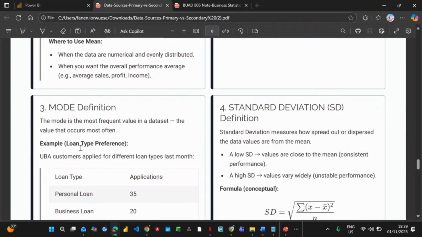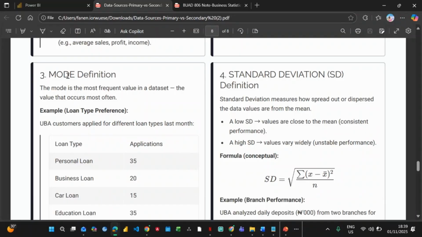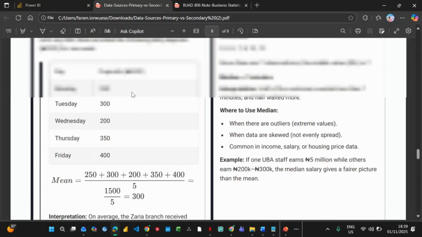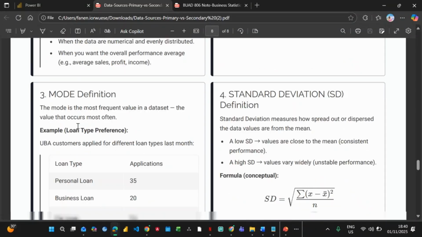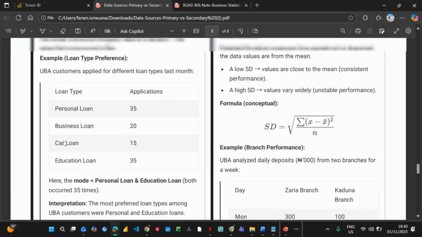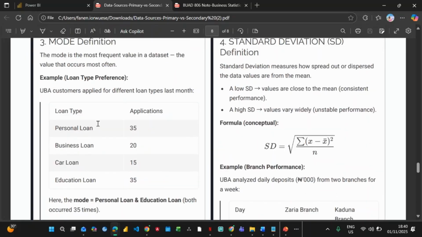So we also have the mode. The mode is also one of the central tendencies. This is the most frequent value in a data set, the value that occurs the most. That's just what it means. So it's very simple. If you look at this data now, the mode here is basically 35. That's the answer.